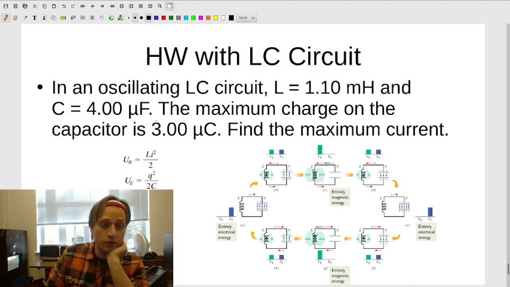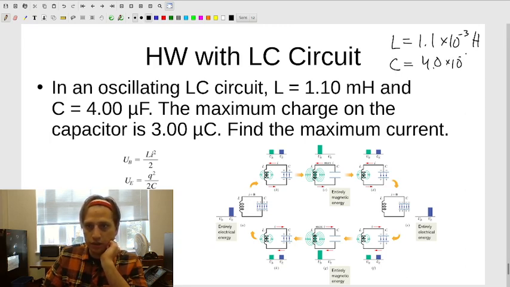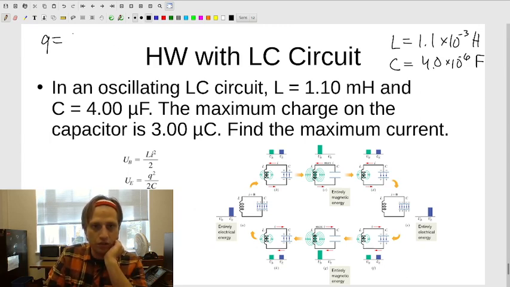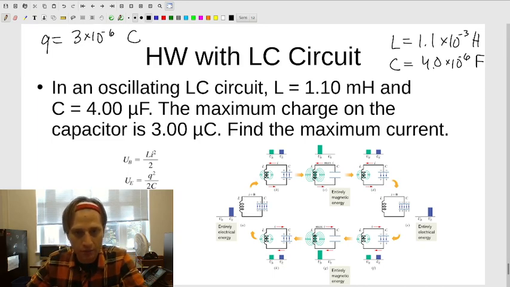So for instance, one of the questions I gave you is, in an oscillating LC circuit, you have an L of 1.10 millihenries. So L equals 1.1 times 10 to the minus 3 henries. And then a C of 4 microfarads, say, so 4.0 times 10 to the minus 6 farads. The maximum charge on the capacitor is 3 microcoulombs. So they give you that Q is 3 times 10 to the minus 6 coulombs, and then it says find the maximum current.